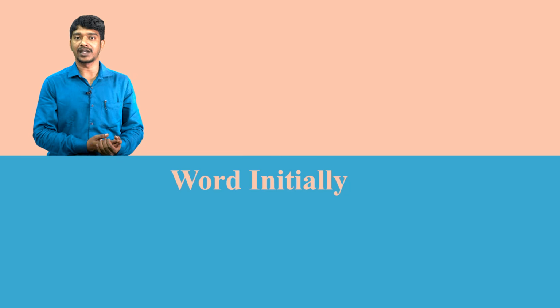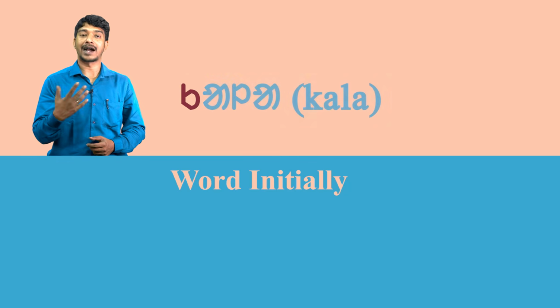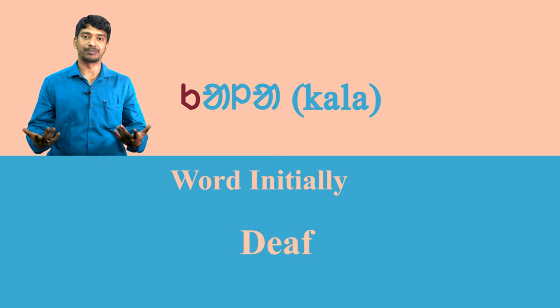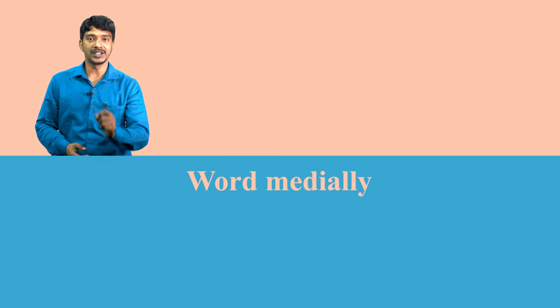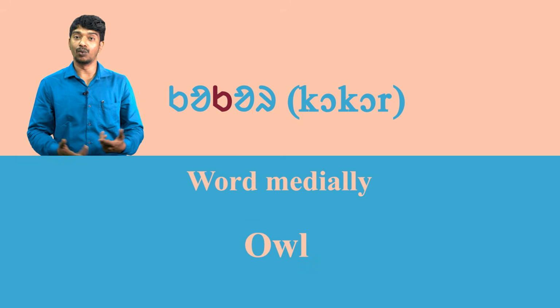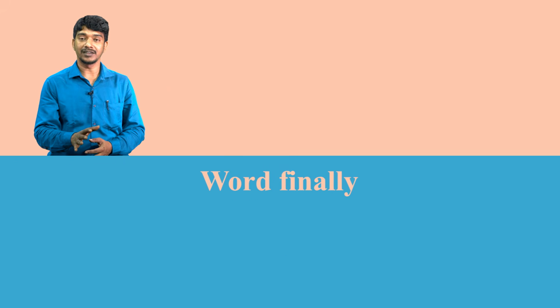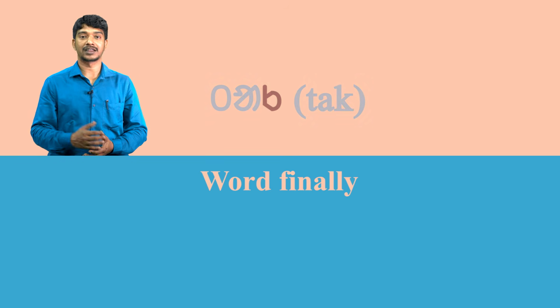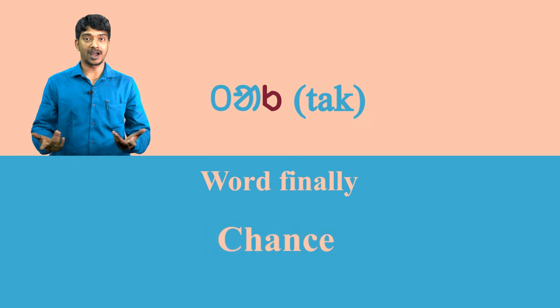This letter occurs in all positions in a word, initially, medially, and finally, from the viewpoint of orthography. The examples are as follows. Word initially, it can appear in kala, means deep. Word medially, it can appear in kokor, means owl. Word finally, it can appear in tak, means chance.